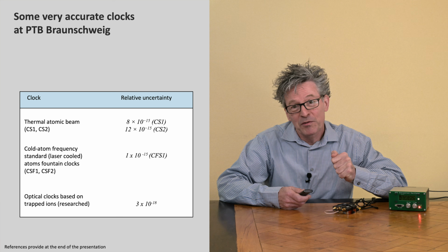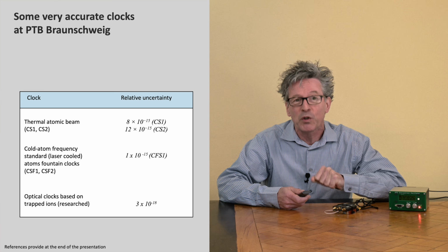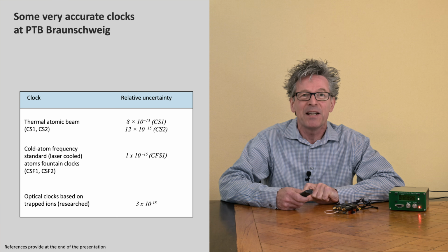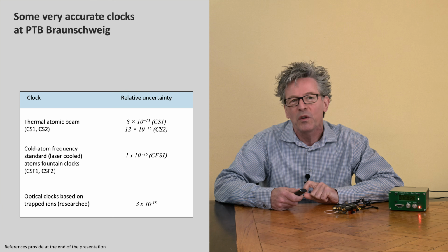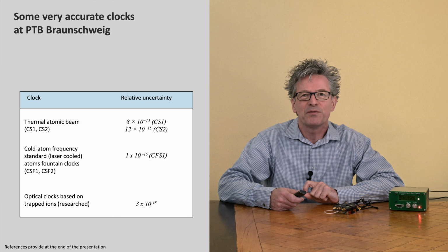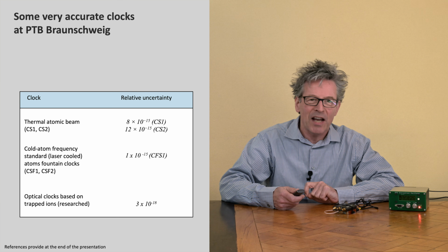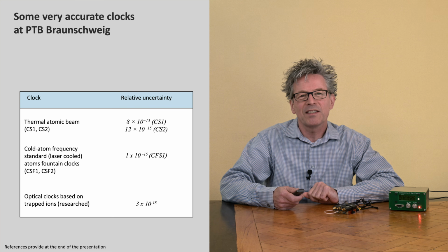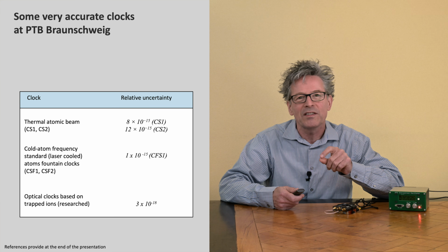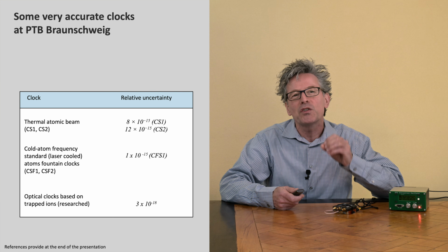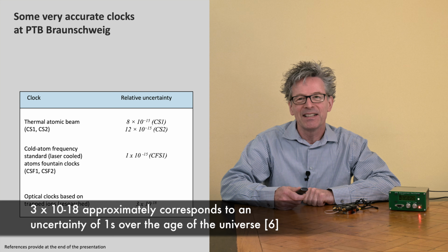But then they also have some even better clocks. One of the clocks they have down there in the laboratory is an optical clock based on quantum mechanics, and it's a trapped ion clock. This is more in the research phase. These are not the official legal time clocks. It has 3 times 10 to the minus 18, an incredible type of accuracy. What does that really mean? It means that a clock like that has an uncertainty of about 1 second over the full age of the universe. Can you believe it? That's how precise these clocks can go.